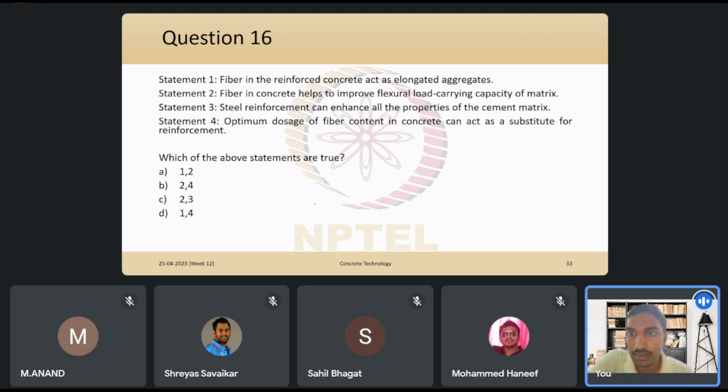Okay, question 16, a similar type of question with 4 statements. The first statement is: the fiber in the reinforced concrete acts as elongated aggregates. Statement 2: fiber in the concrete helps to improve the flexural load carrying capacity of the matrix. Statement 3: the steel reinforcement can enhance all the properties of the cement matrix. Statement 4: optimum dosage of fiber content in concrete can act as a substitute for reinforcement. Which of the above statements are true? The options are 1 and 2, 2 and 4, 2 and 3, and 1 and 4.